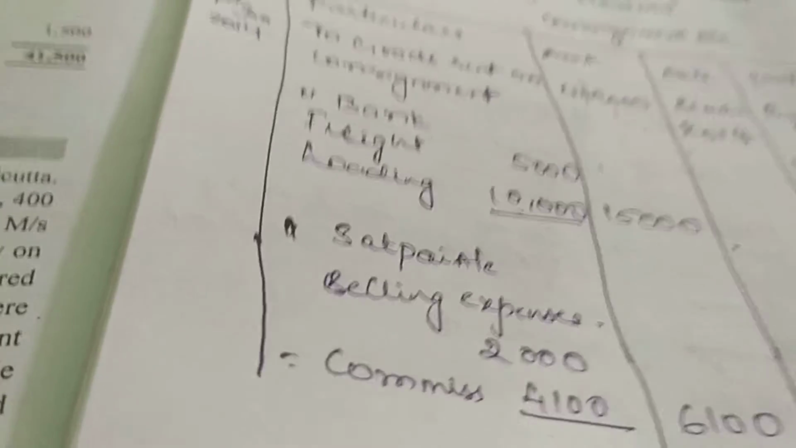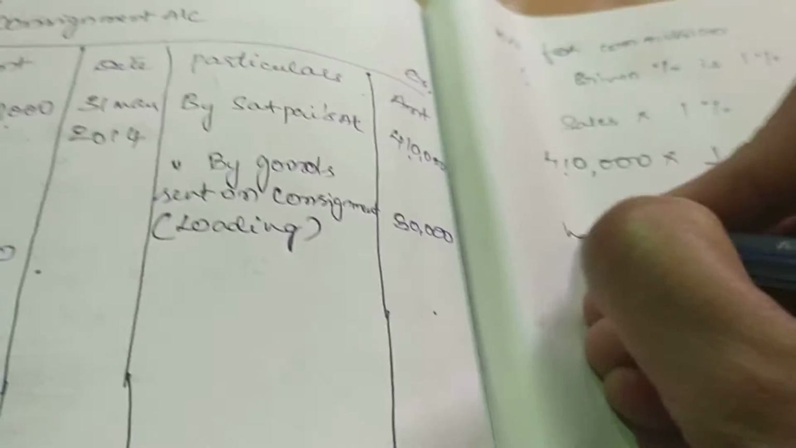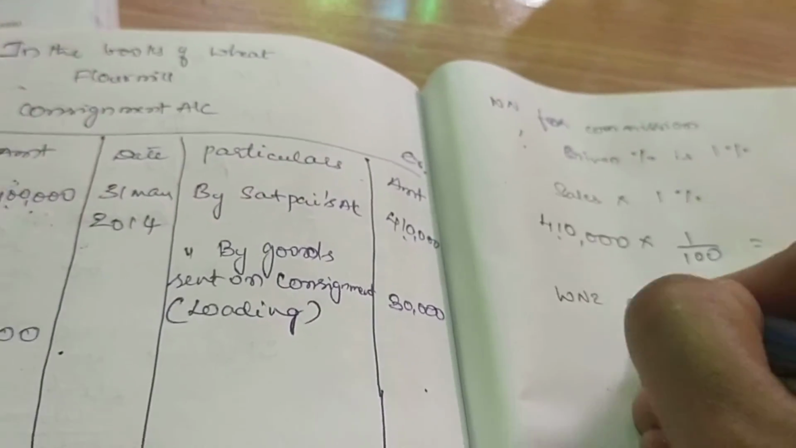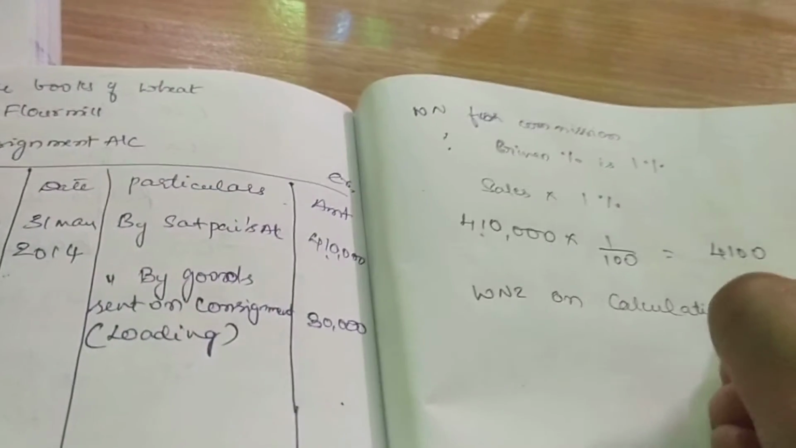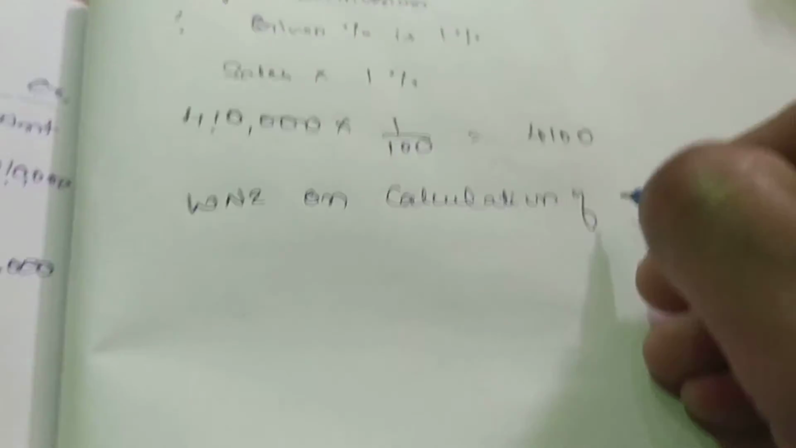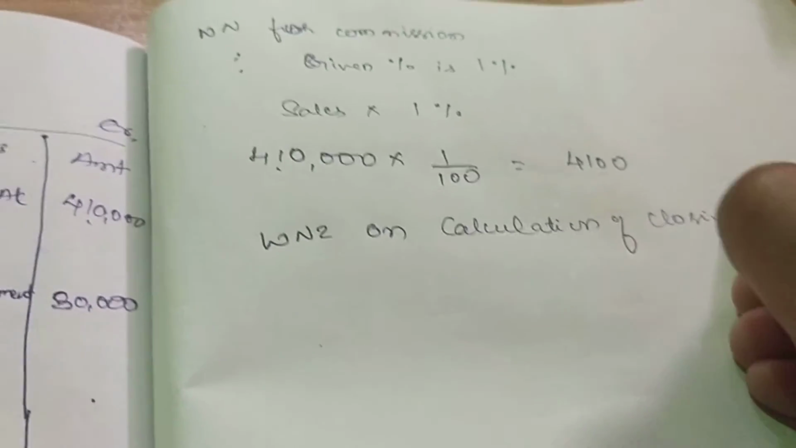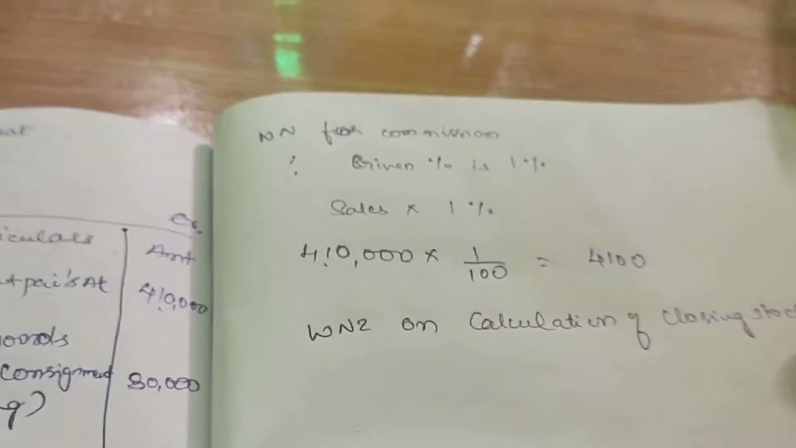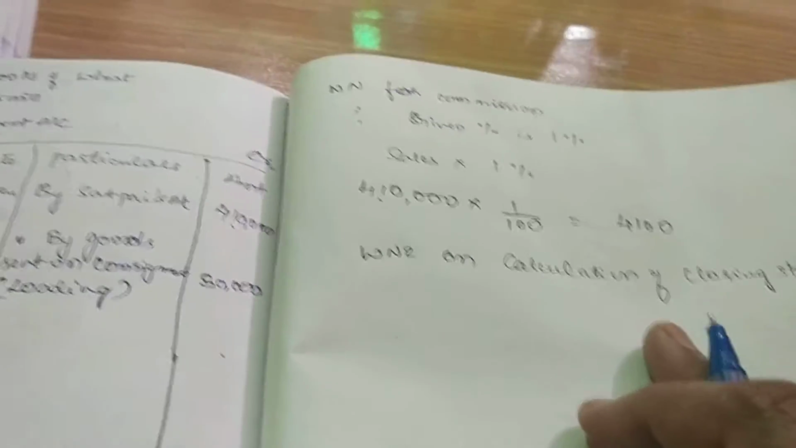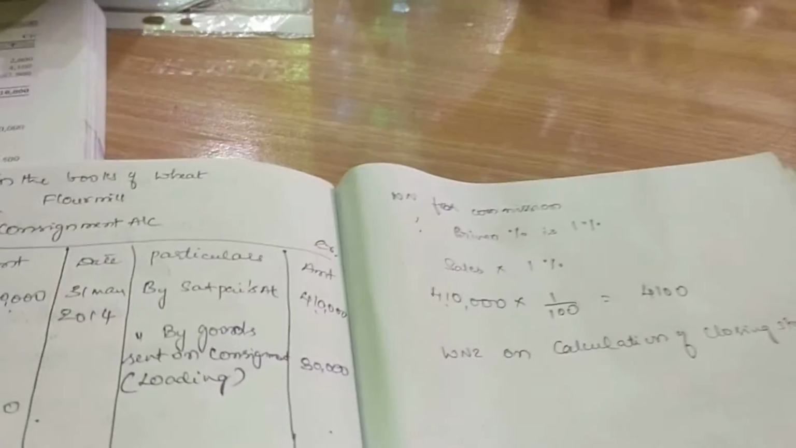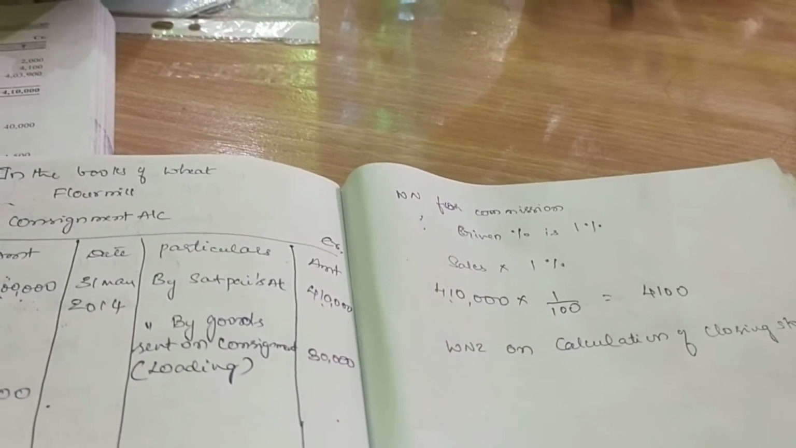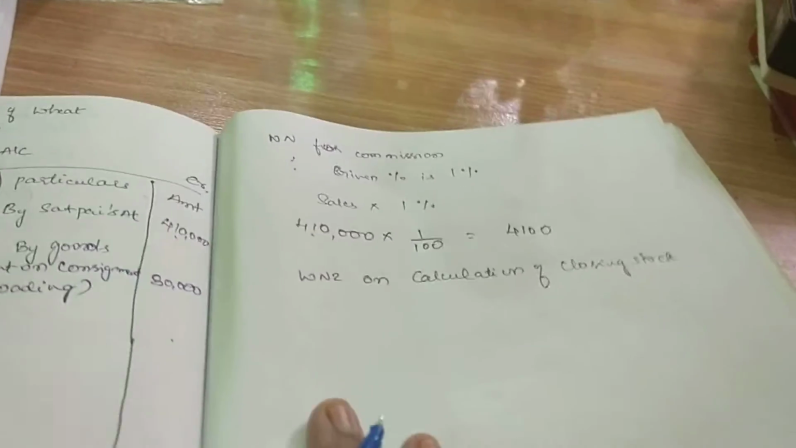Now let's move on to the closing stock. Calculation of closing stock. Next, make a working note, Working note 2, on calculation of closing stock. They have told in the question that 90% of it is being sold. That means 10% is remaining. So what is the 10% of 4 lakhs? That is what you have sent.